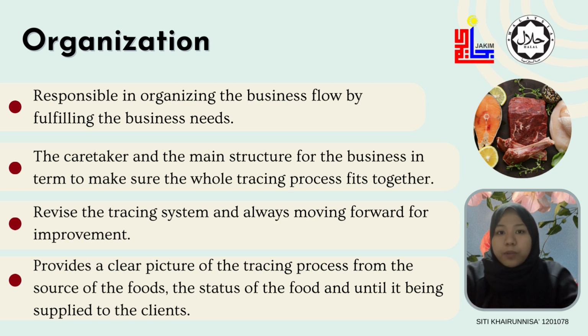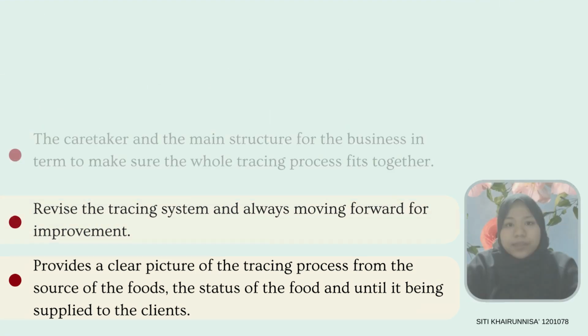And then it also provides a clear picture of the tracing process, from the source of the food until the status of the food, and until it is supplied to the clients later. So basically, by having the organization, the workflow of the process can become much more efficient. For example, the employees can know in which part they are lacking or which part needs improvement. So the tracing process can be done much better by having the division of work.